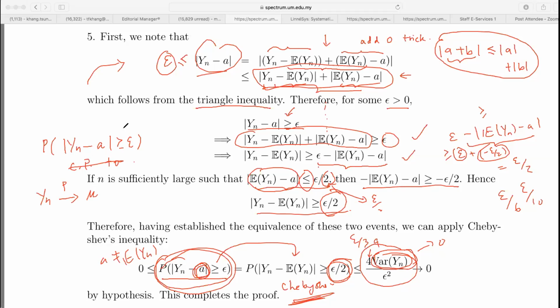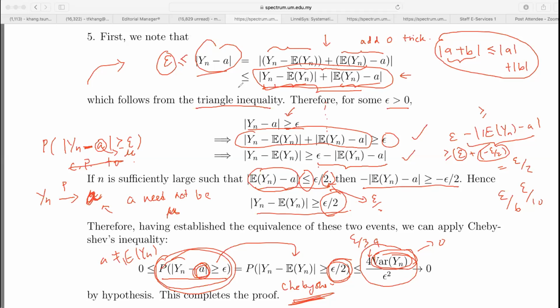Sorry, let me see. This converges in probability to a. Now in this case, your a need not be your mean. It can be something more general. Generally, the usual case is that this is a mean, but it need not actually be a mean. It can be some particular constant.